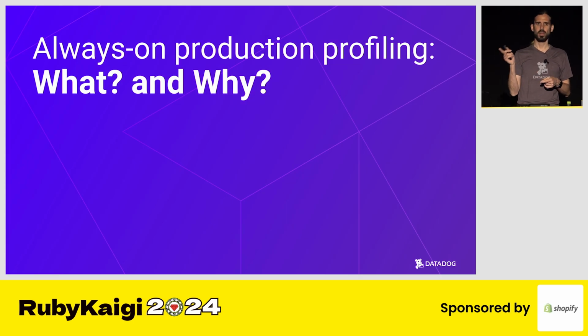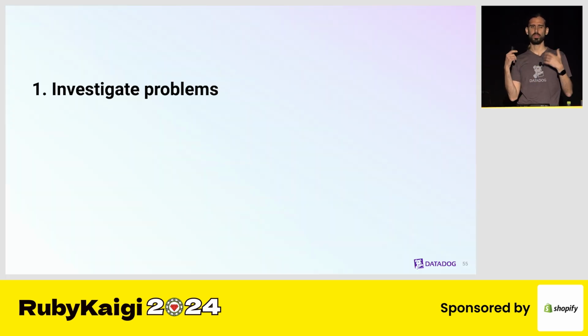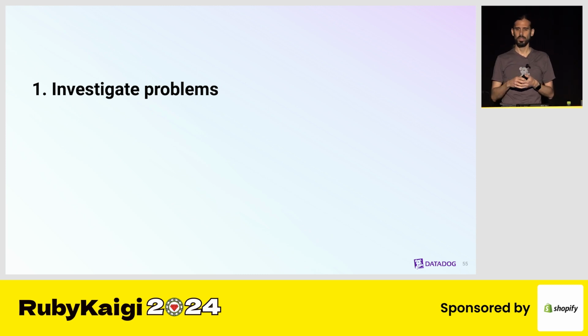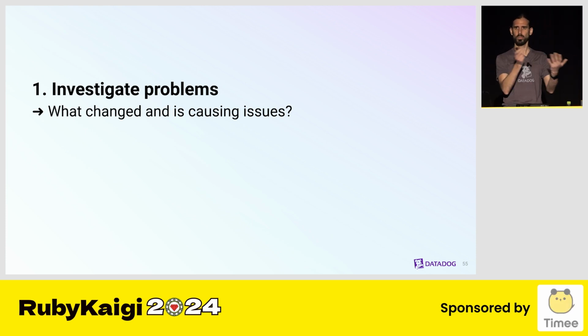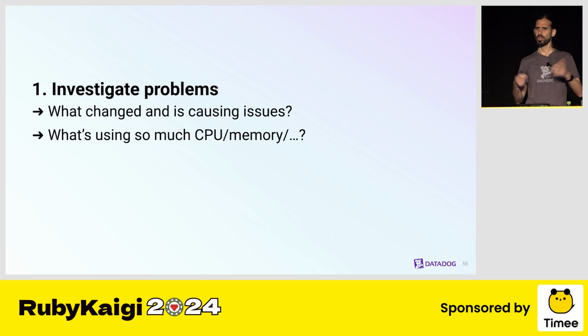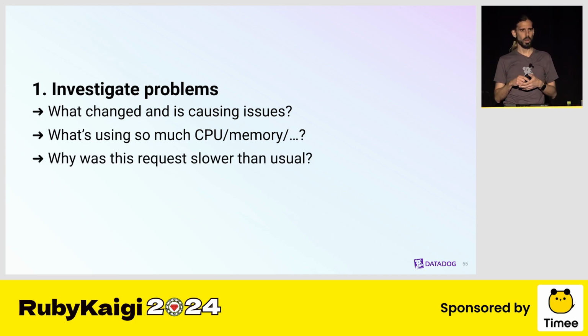OK, finally, let me talk a bit about why always-on production profiling is something that you should care about. One thing is that it allows you to investigate problems. So if you are running the profiler always on, when you get paged and you have a problem, you can immediately start asking questions like, what changed? What's causing issues now? What was the app doing 4 hours ago when it was OK, but not now? There's a CPU spike. What's using so much CPU suddenly? What changed? Why was this one request that someone opened a ticket for slower than the other requests?